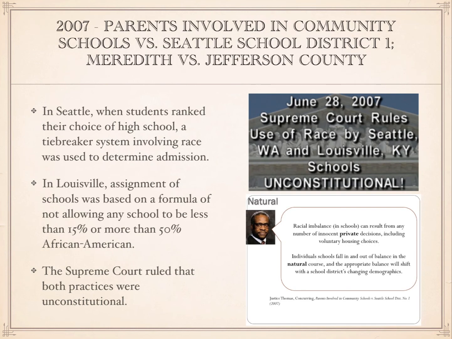And then the last case we focused on is a more recent one in Seattle and in Louisville. And these two cases were combined together. These are two school districts that try to, again, promote racial integration. So in Seattle, they allowed students to select the high school of their choice and they ranked them. But if there was a tiebreaker needed, they used race to determine which student would go to which school. Then in Louisville, their policy was none of the high schools could have fewer than 15% African American populations or more than 50% African American populations.